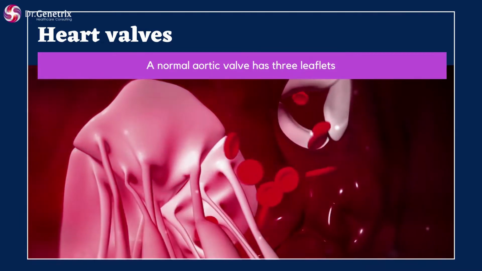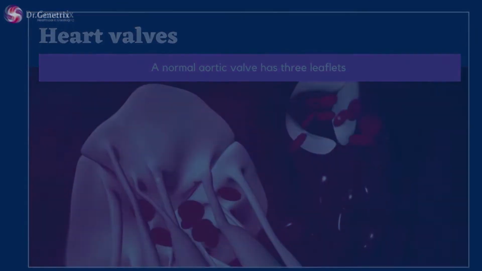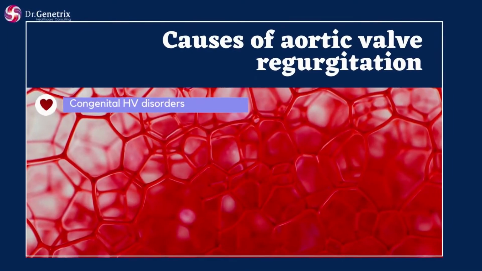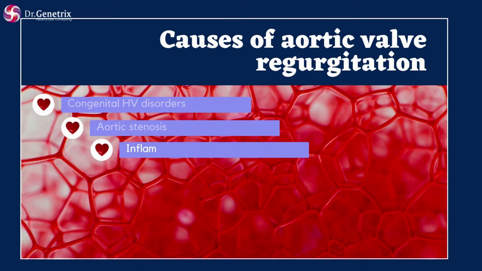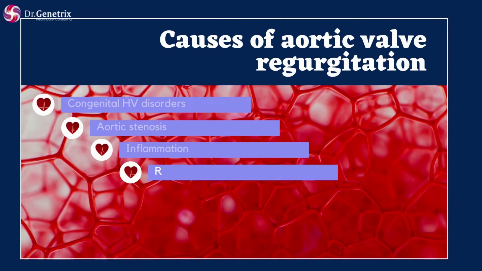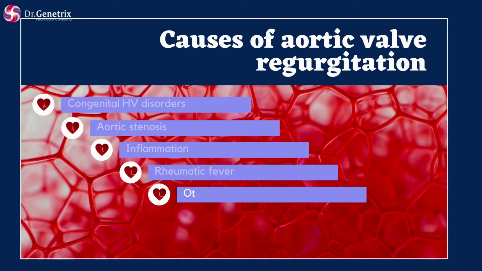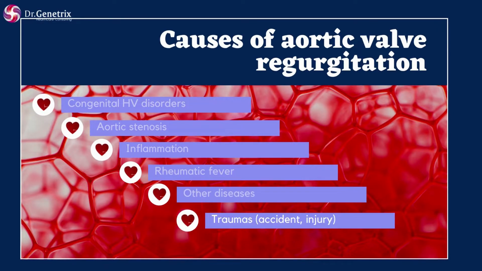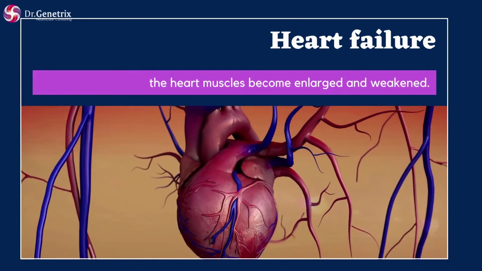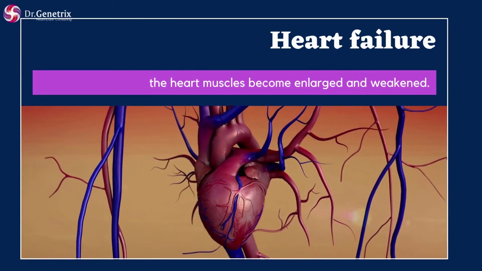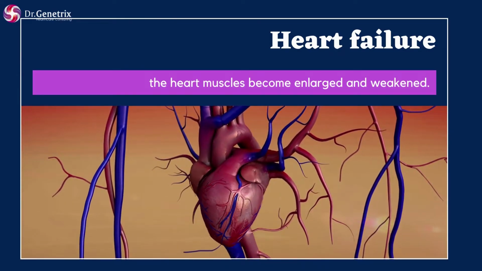Causes of aortic valve regurgitation are congenital heart valve disorders, narrowing of the aortic valve, aortic stenosis, inflammation of the valves and heart chambers, rheumatic fever, other diseases like Marfan syndrome and some autoimmune conditions, and traumas caused by accidents and injuries. After a while, a deformed aortic valve can cause the heart muscles to become enlarged and weakened. Patients may experience heart failure.